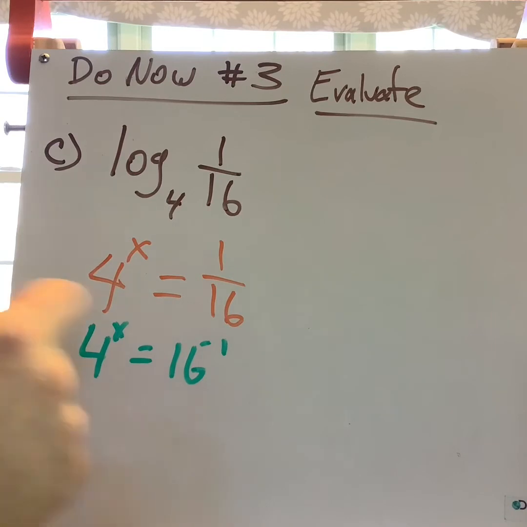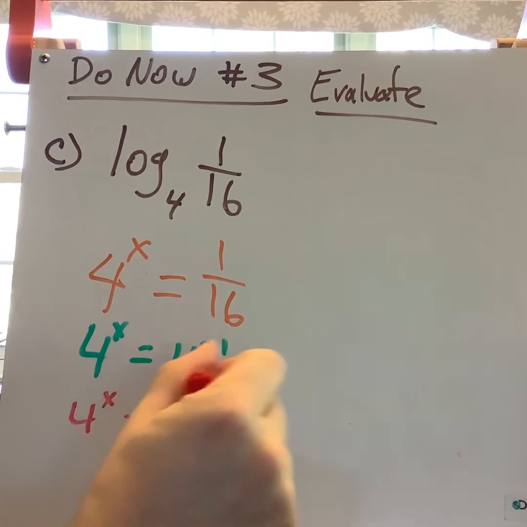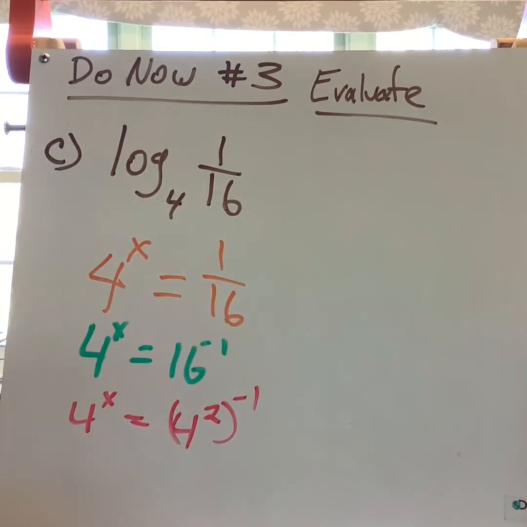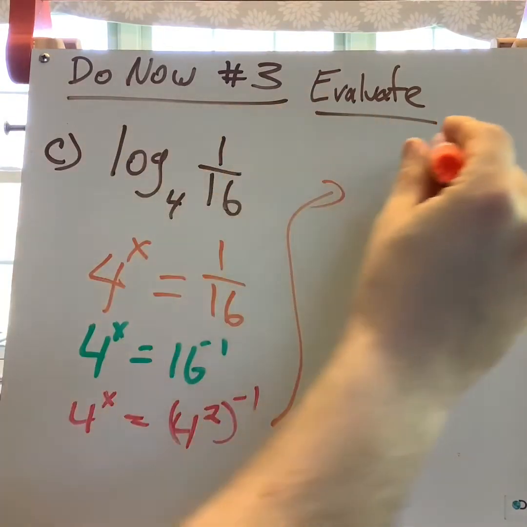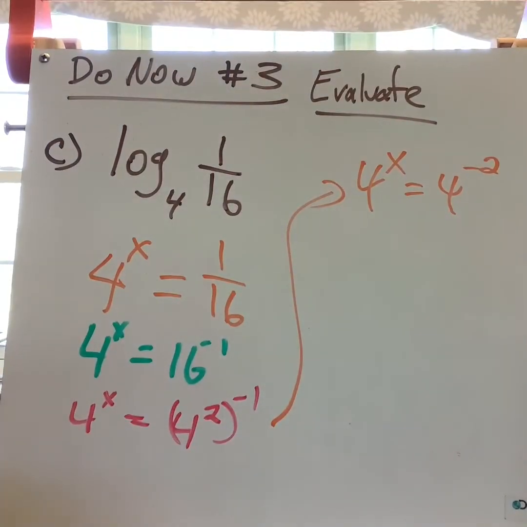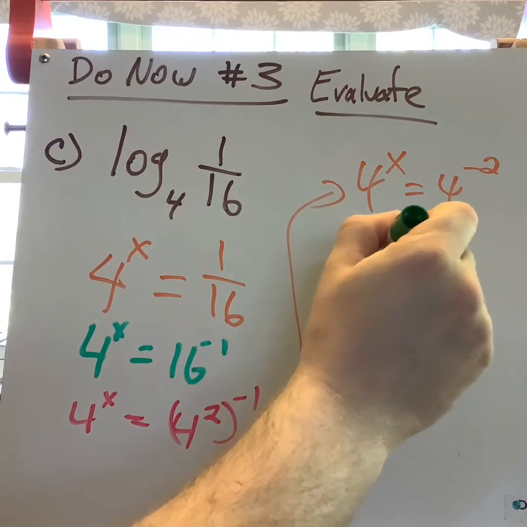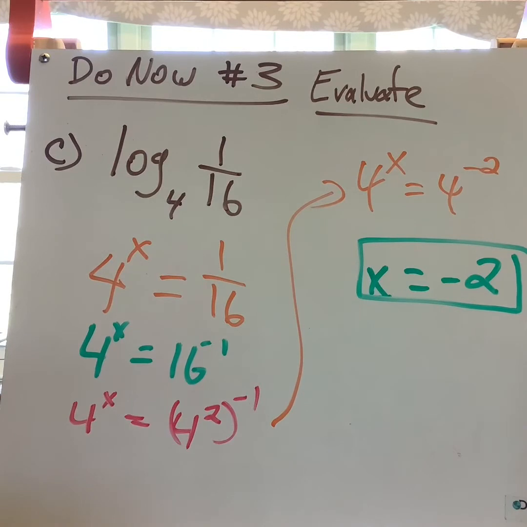So 4 to the x is going to be equal to, well, 16 is 4 squared, and that's to the negative first power. Okay, 4 squared is 16. That's being raised to the negative first power. And then power raised to a power we multiply. So I just ran out of room, I'm going to write it up here. We get 4 to the x is equal to 4 to the negative second power. So we could say that x is equal to negative 2. So we evaluated log base 4 of 1/16 is going to be negative 2.